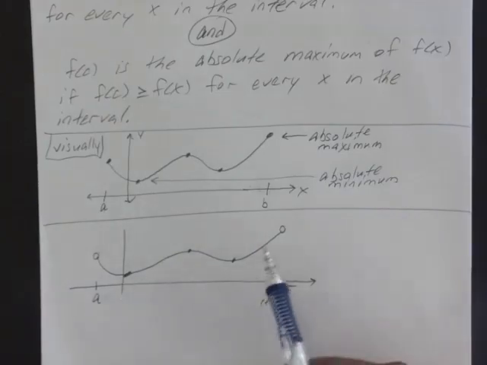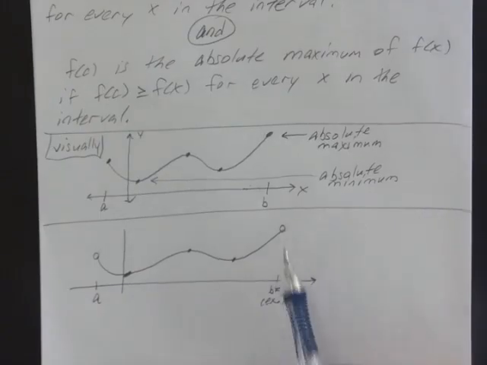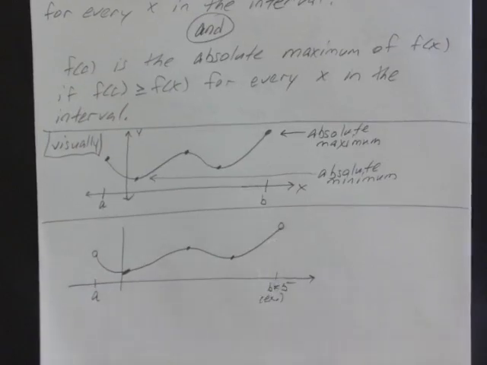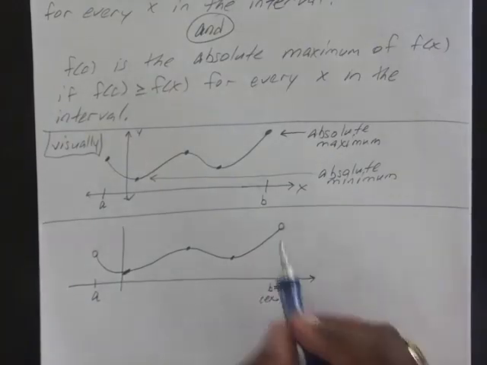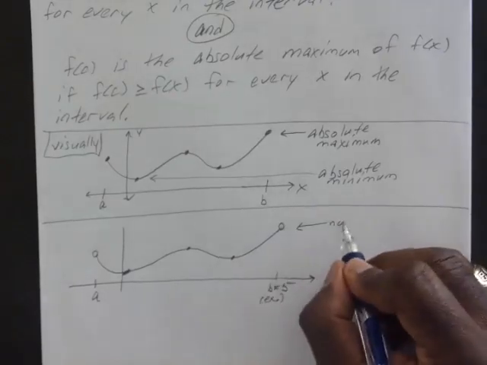We can see the highest point on this graph is right here at 5, but it can't equal 5, which is why we have the open circle. We can't say that's an absolute maximum because it can't equal 5, but it can equal 4.9, 4.99, 4.999, you can keep getting closer and closer. So there's no absolute maximum because you can always get a little bit closer. Even though this is the highest point, it's no absolute maximum.